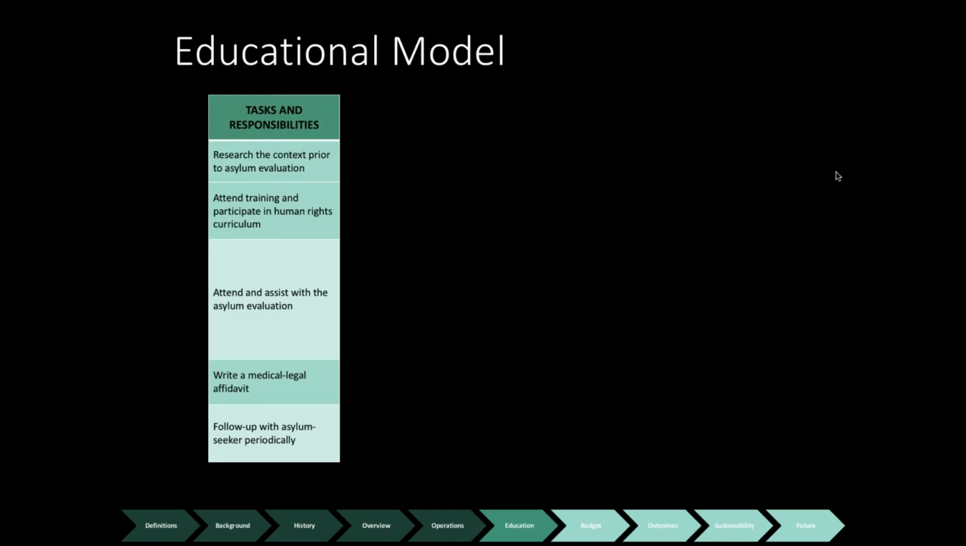So pursuant to these goals, we put together this educational model, which I'll detail now, based around some tasks and responsibilities that each of the students that participates in the asylum program is required to partake in. So these responsibilities include attending the training sessions every year and participating in the human rights curriculum on campus. It also includes writing the medical legal affidavit, attending and assisting with the asylum evaluation.